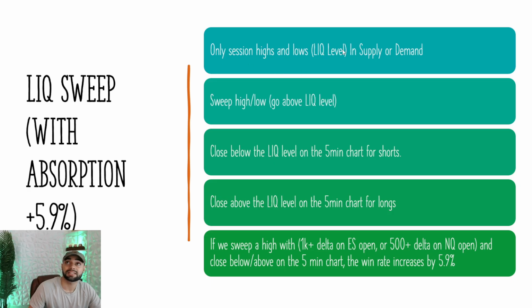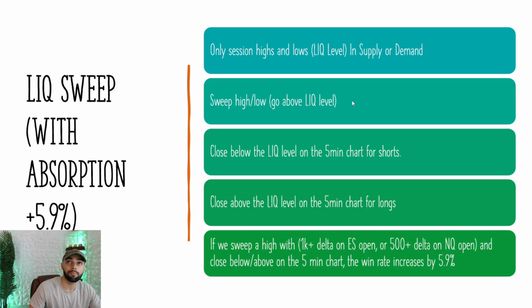So we're only going to be looking at session highs and lows, right? We're going to go for a sweep high or low. So it has to go above the level. We taught you how to mark liquidity levels, so the sweep actually has to go above the level. It can't be equal. If the liquidity level is at 50.25, it can't go to 50.25. It has to at least go to 50.5 for this to count.